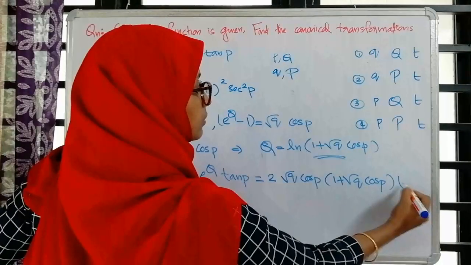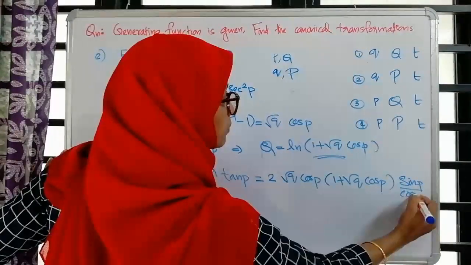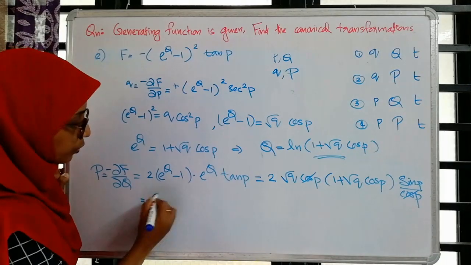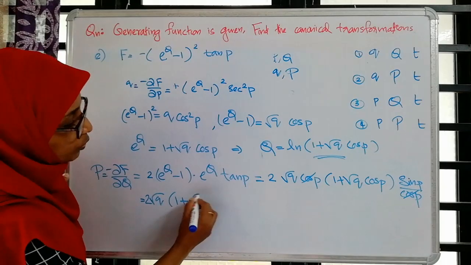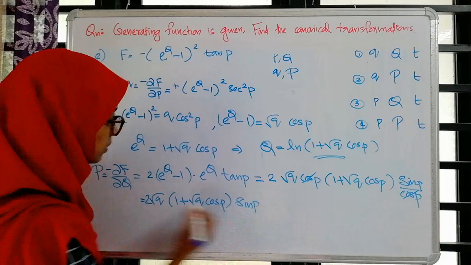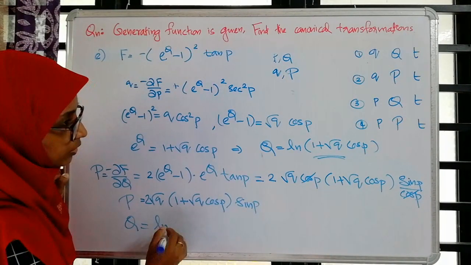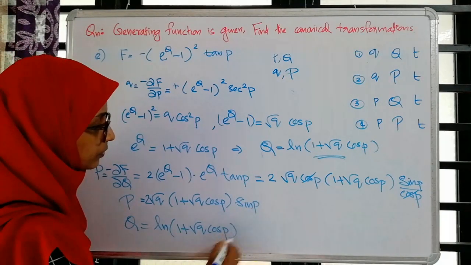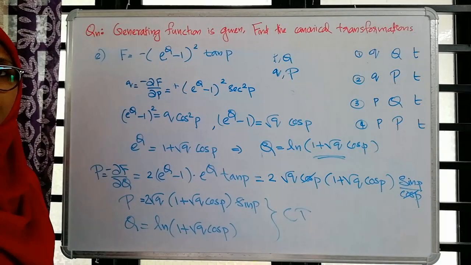into tan p. Tan p, I am going to write it as sin p by cos p. That is, cos p and cos p got cancelled, and the remaining is 2 root q into 1 plus root q cos p into sin p. This is capital P, and capital Q is equal to log of 1 plus root q cos p. These are the canonical transformations regarding this generating function.